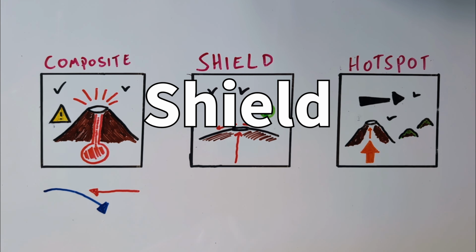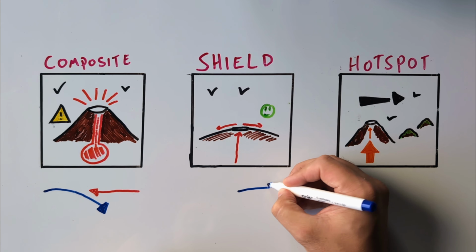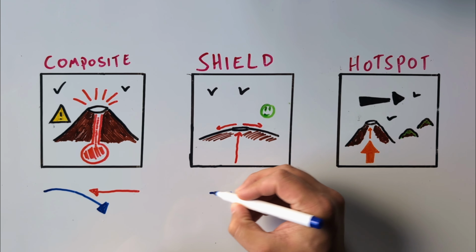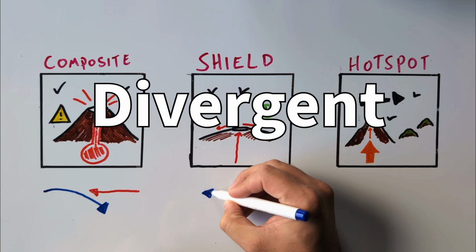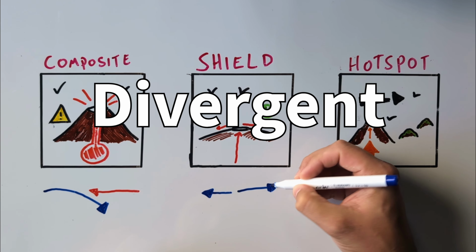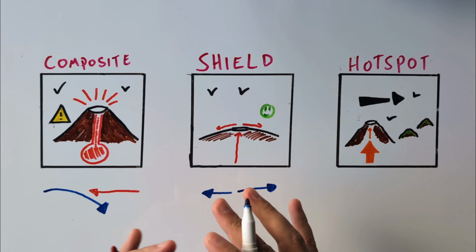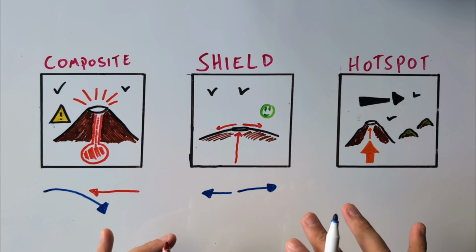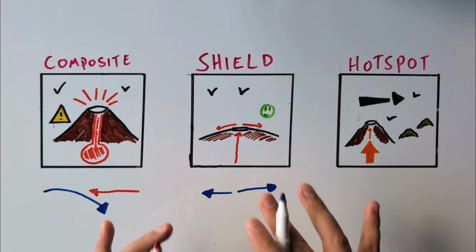Next, we have the shield volcano. This is when two plates are moving away from each other, a divergent plate boundary. And the example here would be the Mid-Atlantic Ridge. Check out my other videos on the tectonic plate boundaries if you want to know a bit more.